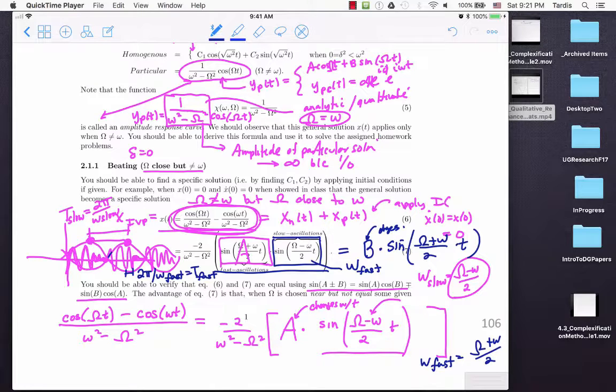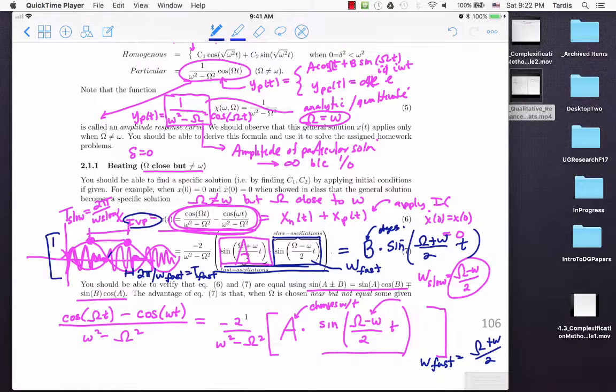Just by using the sum of the trig identity, you can take your solution to your initial value problem and write it as a product of sine terms right here. And the product is much easier to analyze. So let's take a look at what I mean by this picture right here.